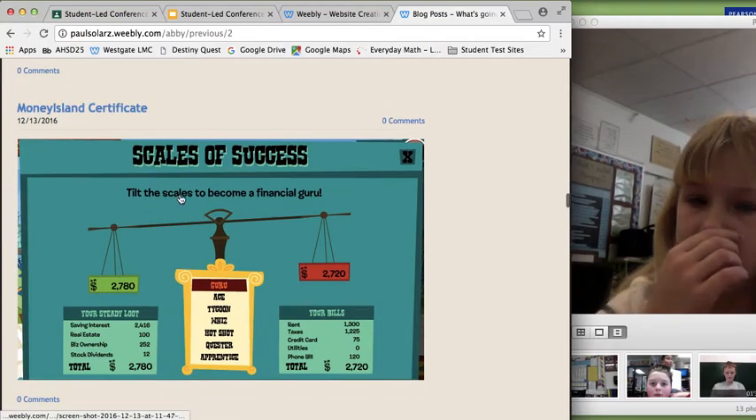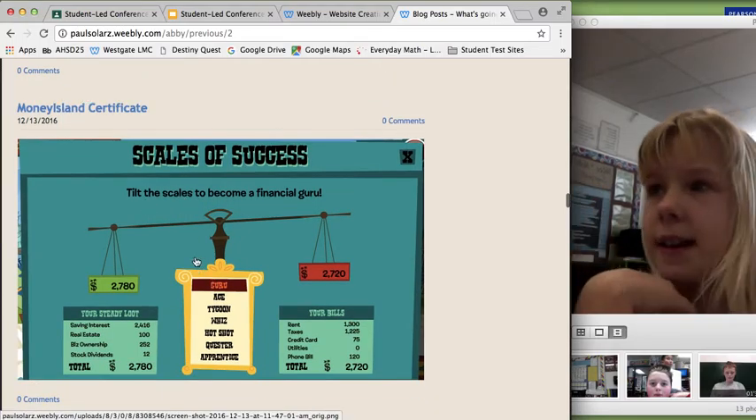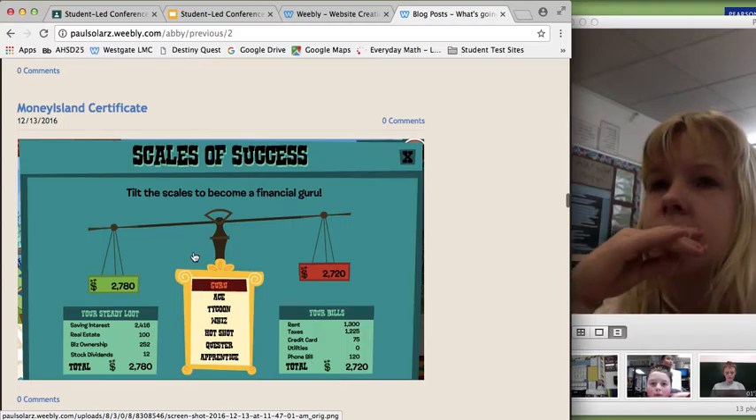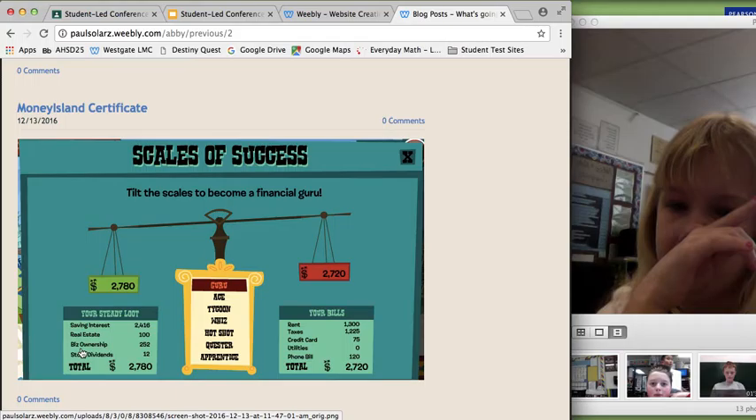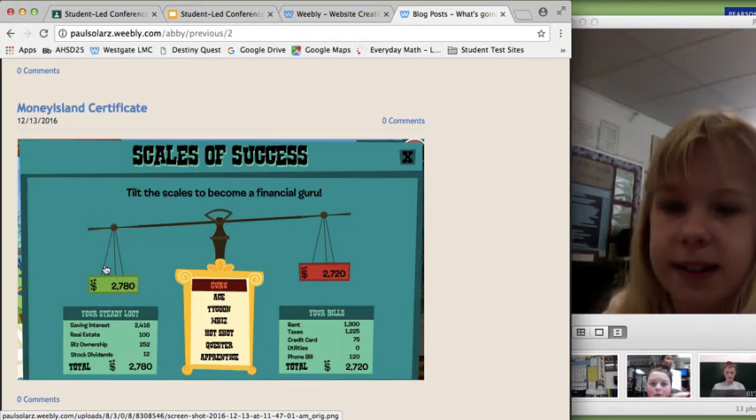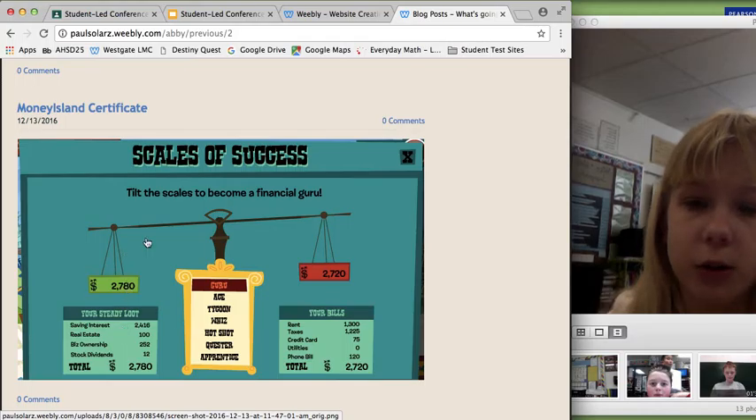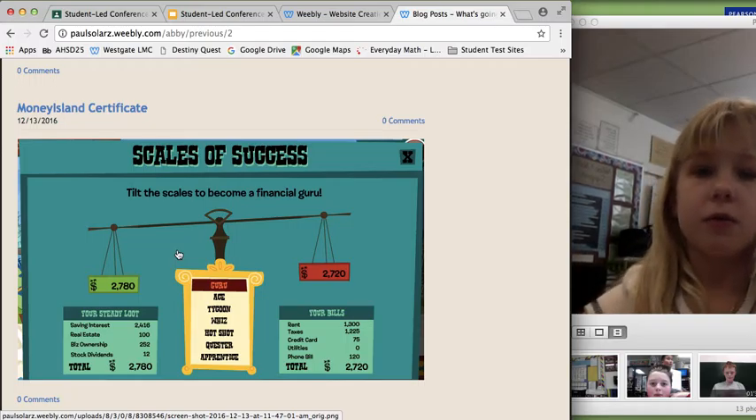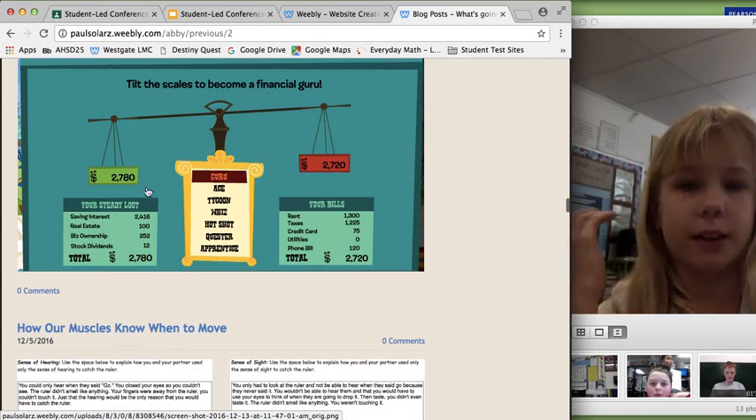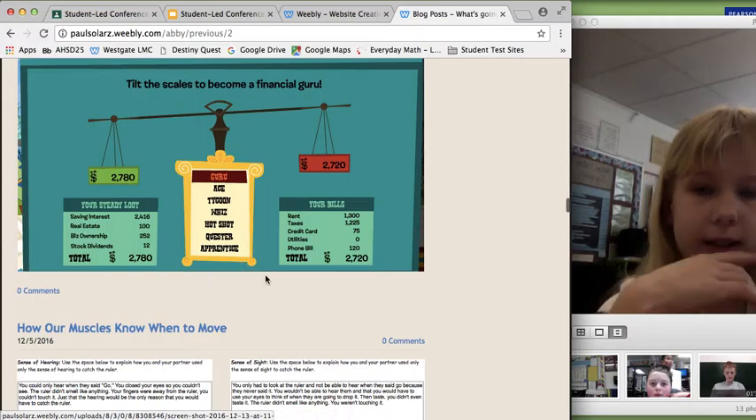Money Island certificate. So this is, I didn't get exactly what I was supposed to get. This is how I became a guru. I need my study loot to be lower than my bills. So I was earning more, I was getting more than I needed to pay. And I didn't get the correct thing, but here's just the scale showing that I did it.